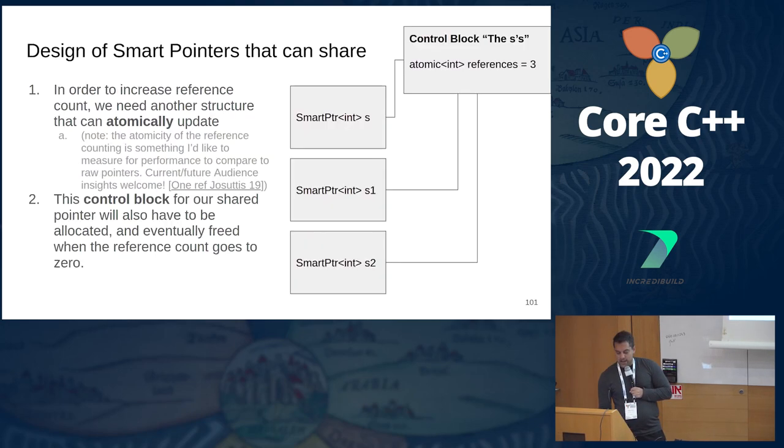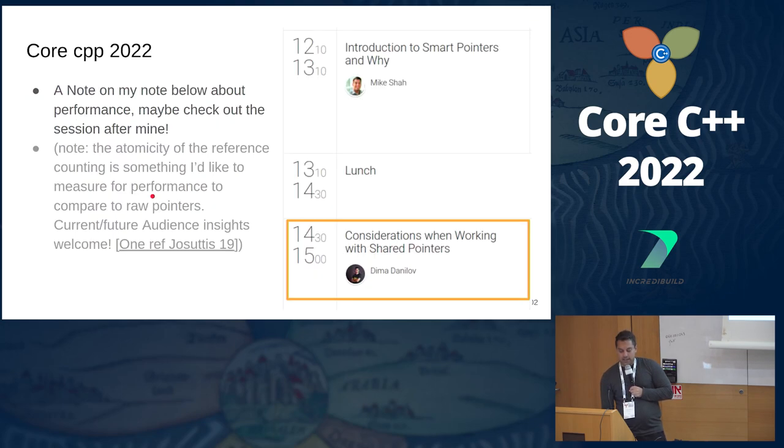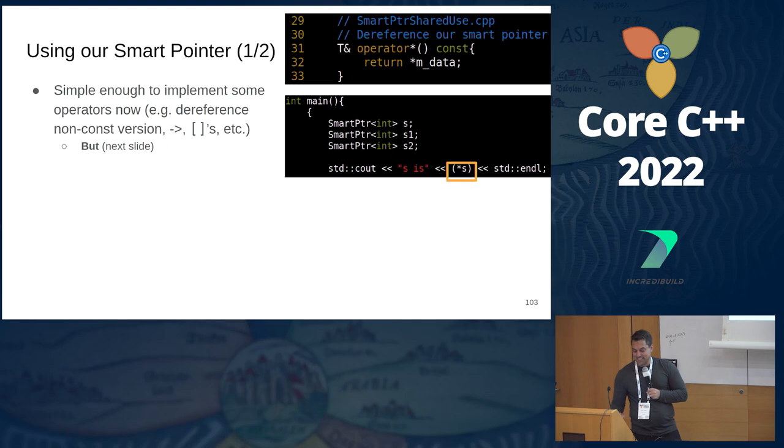I have my note here in light gray, saying the atomicity of the reference counting is something I'd like to measure for performance to compare to raw pointers. Current size, future audience insights welcome, so come talk to me about that. I have one reference here. It's like the organizers of this conference set this up perfectly, and the next talk is considerations when working with shared pointers. Free advertisement for Dima there. I'm going to be there because I want to learn more. So if you're enjoying this talk, or if you're not, go to that one, and that one will be great.